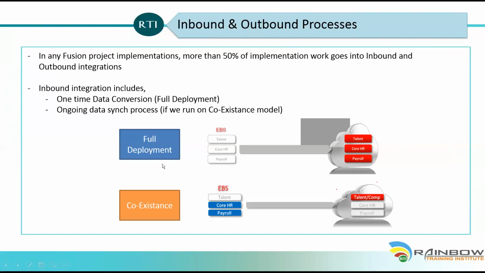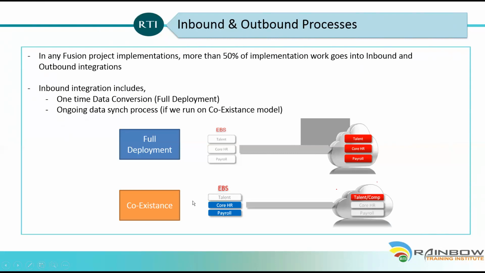Full deployment means, for example, let us say we don't have the cloud yet, and we have only EBS. In EBS, let us say I have talent management, core HR, and payroll. Okay, so I decide I want to move everything out of my EBS into the cloud. In this case, I'm moving talent, core HR, and payroll, moving everything to the cloud. It means it is a one-time movement of data from my source system to the destination system. This is called full deployment. In this case, all your effort should be one-time data conversion. You don't need to worry about any changes or anything like that. It saves a lot of time.